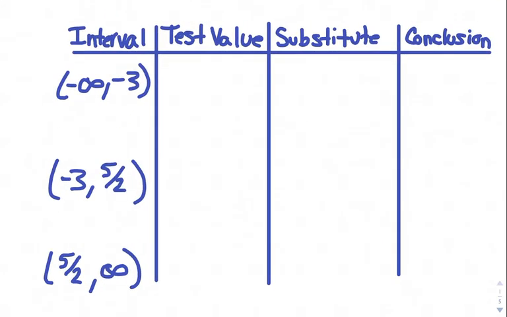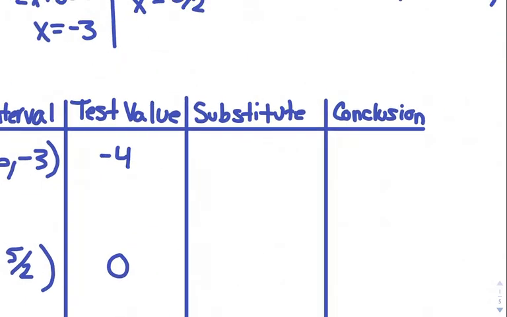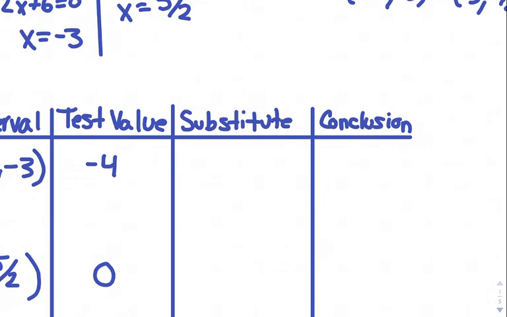Now I have to pick a test value. What that means is, in that interval, pick a number. From negative infinity to negative 3, I'm going to pick negative 4. From negative 3 to 5 over 2, I'm going to pick 0. And from 5 over 2 to infinity, I'm going to pick 3. It doesn't matter what number you pick as long as it's in that interval. Now substitute. I'm going to plug it back into my inequality, 2x squared plus x minus 15 is greater than 0.